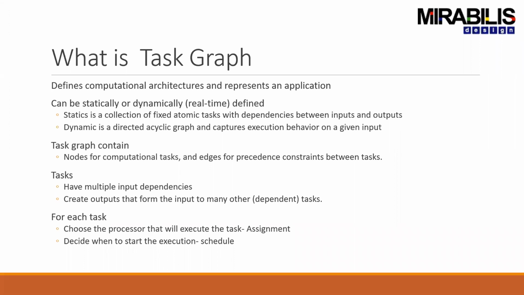Now, tasks themselves can have multiple input dependencies, and they can create multiple outputs that can connect to other dependent tasks. What is the goal when you create a task graph? The goal of a task graph is to choose which processor will execute the task, which is the assignment, and the schedule, which is when to assign the task onto that particular processor.